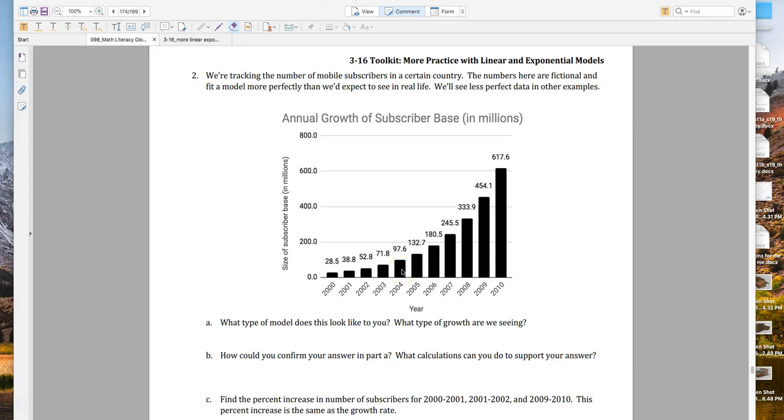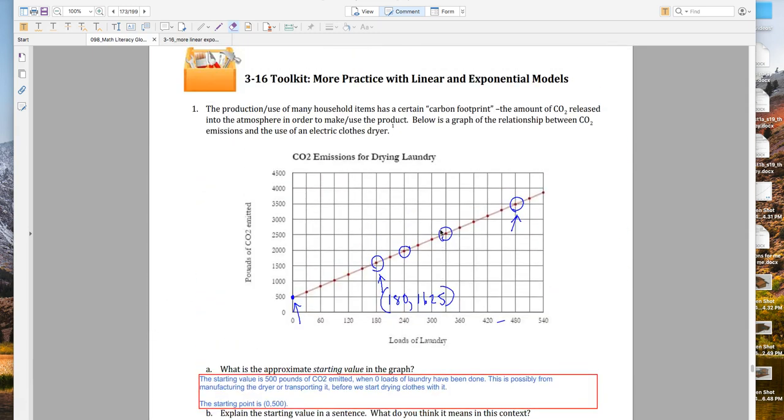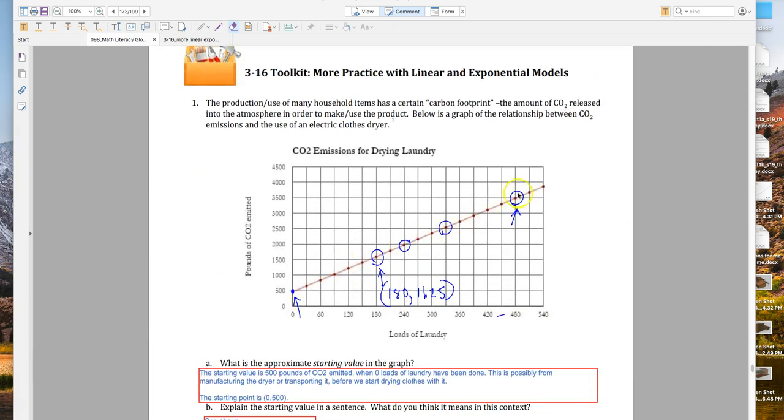For the second page of 3-16, we're looking at a graph about the growth of a subscriber base, subscribers to a mobile phone company. First of all, this is a bar graph, so that's a little different than the graph we had on the previous page. But we also want you to notice that the way the graph is growing is a little different. There is a curved shape to this that's different than the linear growth that we saw here.